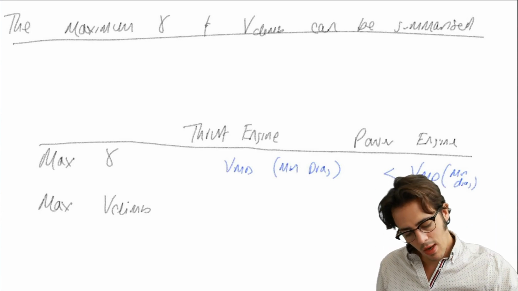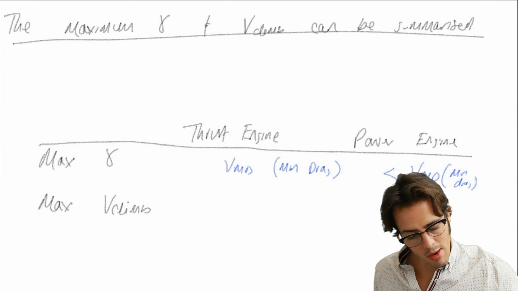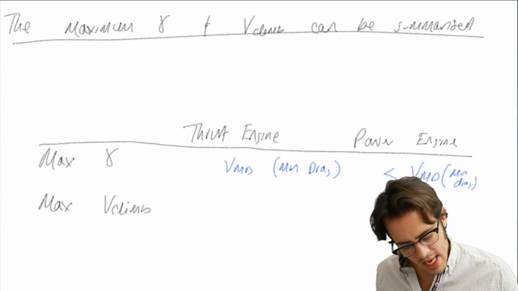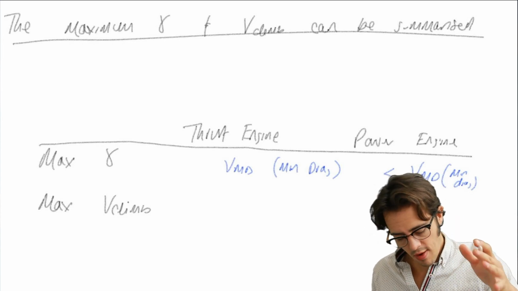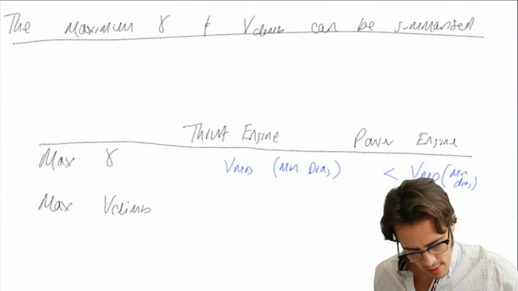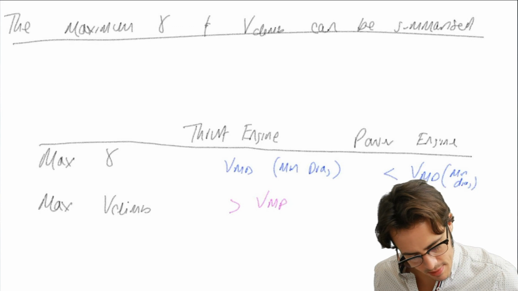Okay, then the maximum climb rates. So remember, this is proportional to the maximum excess power. So this is going to be easiest to determine for a power engine and occurs at VMP. And then for a thrust engine, remember our power is linearly proportional to speed. So this is going to occur at some velocity that is higher than VMP.